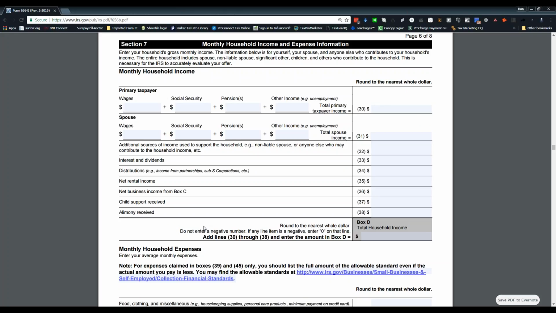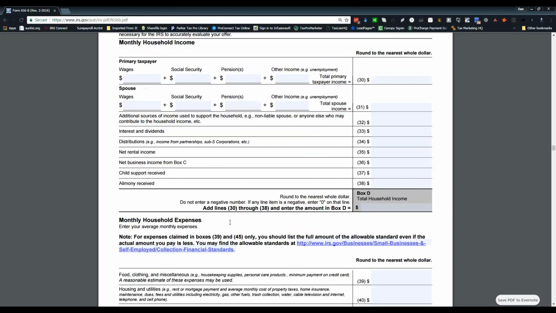If you've ever been through the 433A for an individual, this one goes into a little bit more detail, or expands it out, whereas the form 433A is put in more of a condensed table for submitting all of this information.